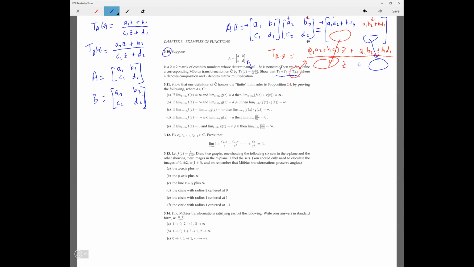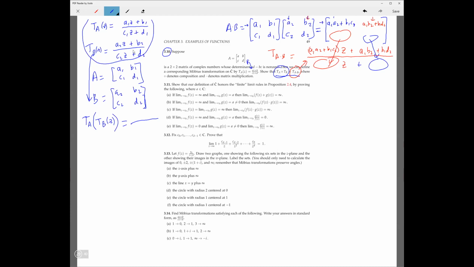Okay, now for this one, you take the composition T sub A of T sub B of Z. So you compose these two functions and figure out what that is. And that answer there, you just make sure that that answer is equal to this answer, and then that would do it. Okay. So I'm not going to go further with that. I'll let you guys finish that off if you haven't already. But that's what you need to do.